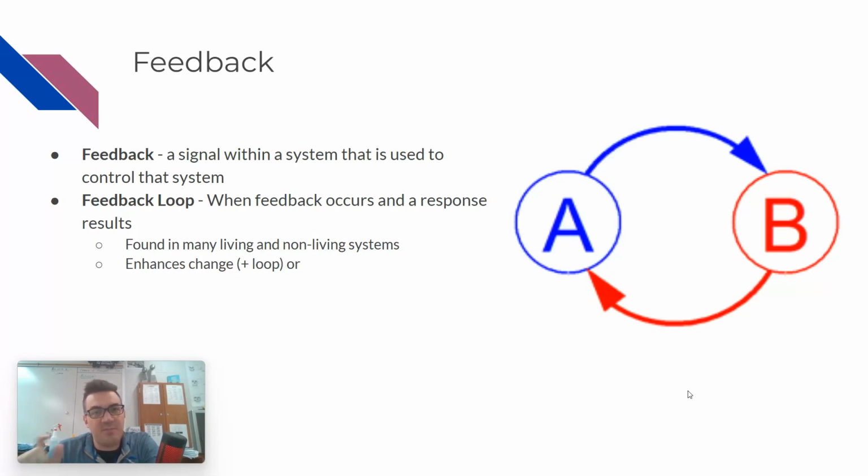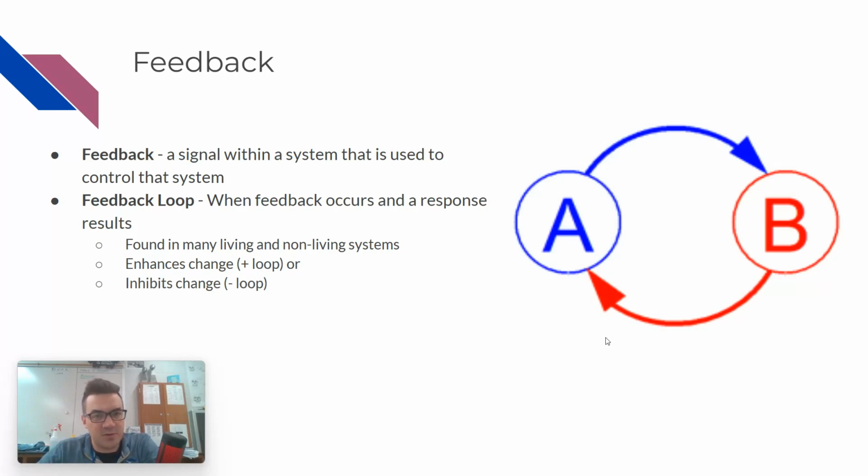Now, you can either have positive feedback. And what positive feedback basically means is that when A happens and causes B to happen, B then actually reinforces and increases the amount of whatever A is. So it's a positive feedback loop in that when A happens, B causes A to happen even stronger or even more or even faster. That's a positive feedback loop.